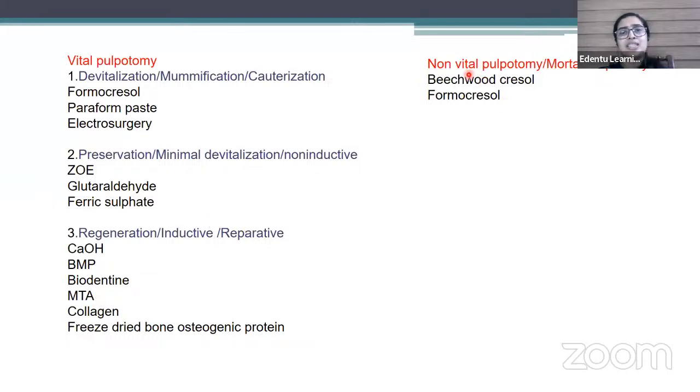Now coming on into the non-vital pulpotomy or the mortal pulpotomy. A very common question that we get is, pulpotomy is for vital tooth structure, so why do we have a non-vital pulpotomy as a category? In certain situations, the tooth is non-vital, and ideally you are supposed to do a pulpectomy. But you are in a condition wherein you could see a few calcified canals, or the patient is so uncooperative that you cannot do the required procedure. That is when we do the non-vital pulpotomy, for which the different agents which we use are beechwood creosote as well as formocresol.